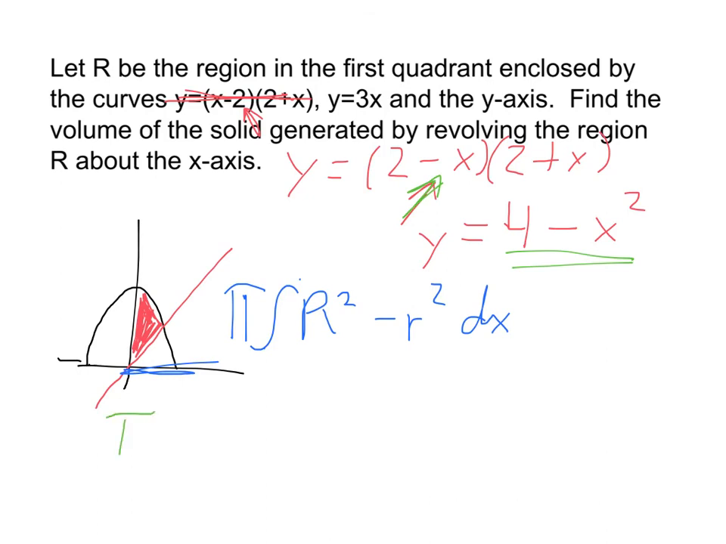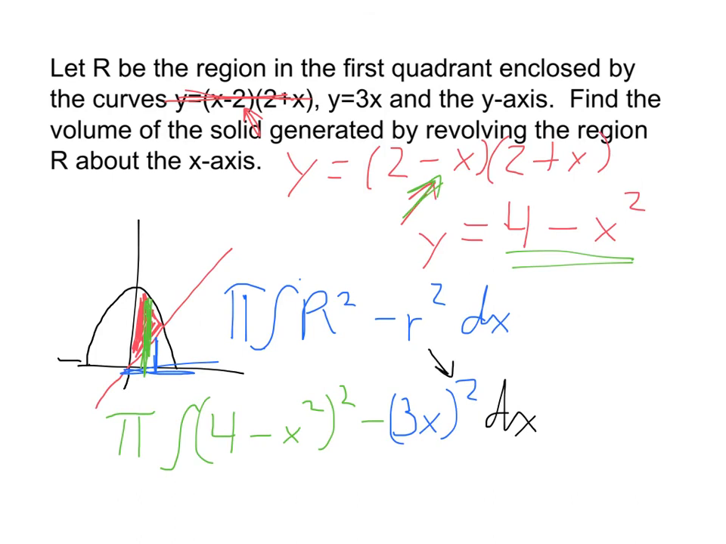We have pi times the integral of, now my big radius goes from the center of rotation up to the outside curve, which means my big radius is going to be the distance 4 minus x squared. Don't forget to square it. And my little radius goes from the center of rotation up to the line 3x. So it's going to be minus 3x squared. Be very careful when you're putting things like this in your calculator, if you're doing this whole thing on the calculator.